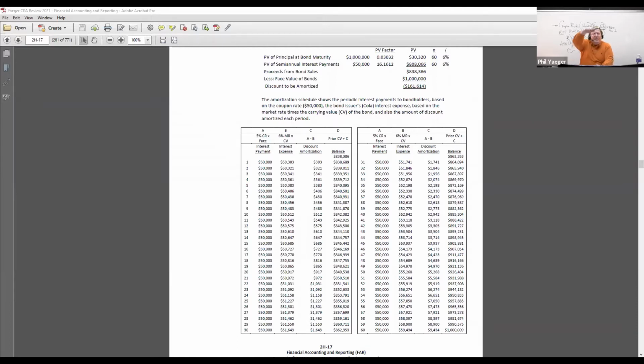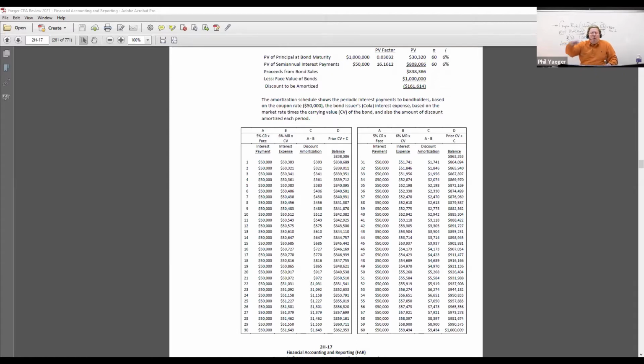Yep. So by discounting it and then paying you back, when I sell them to you, I'm going to get 838,386, right? Yes. But at maturity, how much are you going to get, the bondholder? $1 million. Now, why is there a difference? Because you probably during the period of the bonds got a lower interest payment than the yield the market pays.